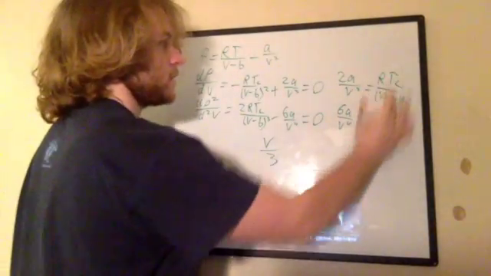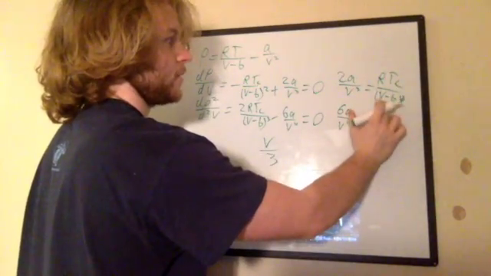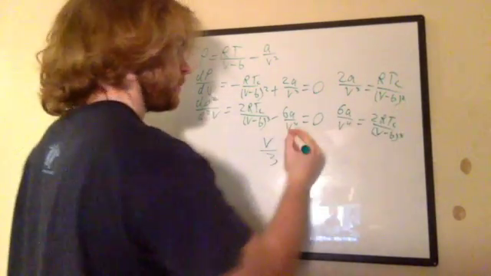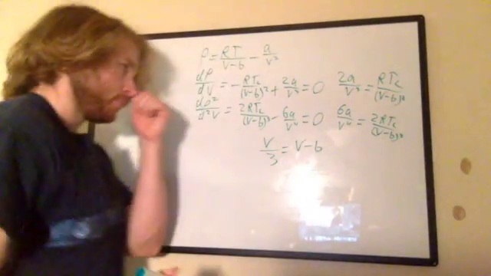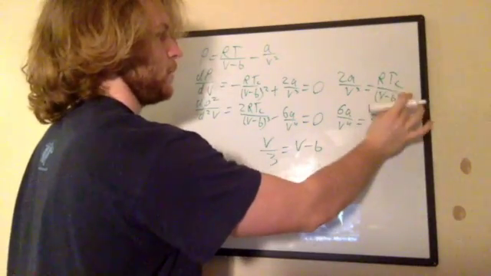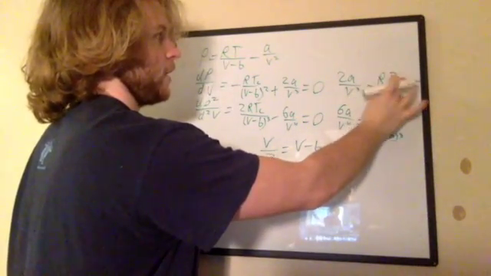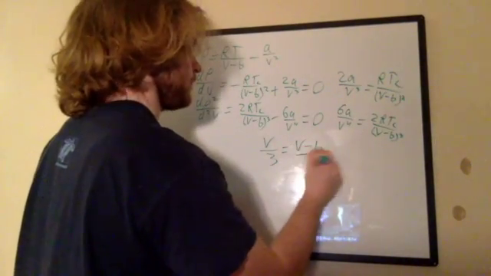Alright, for the right side of the equation, the (v minus b) cubed is going to go on top, and that's going to cancel out the (v minus b) squared. So we're going to get v minus b on the top. Alright, and then the 2 RTc is going to go on the bottom, and that's going to cancel out the RTc on top, and we'll be left with just the 2 on the bottom.